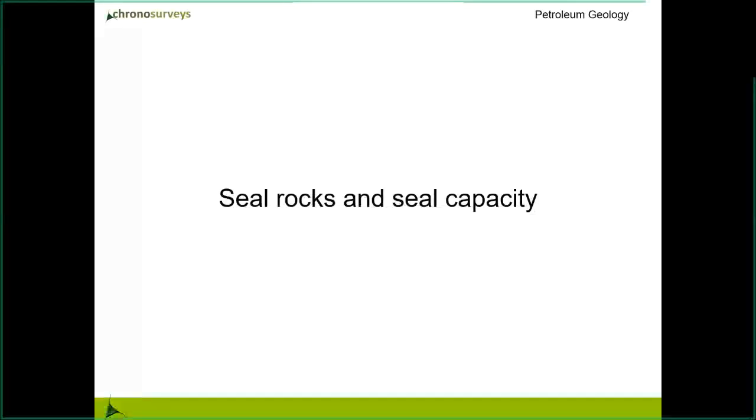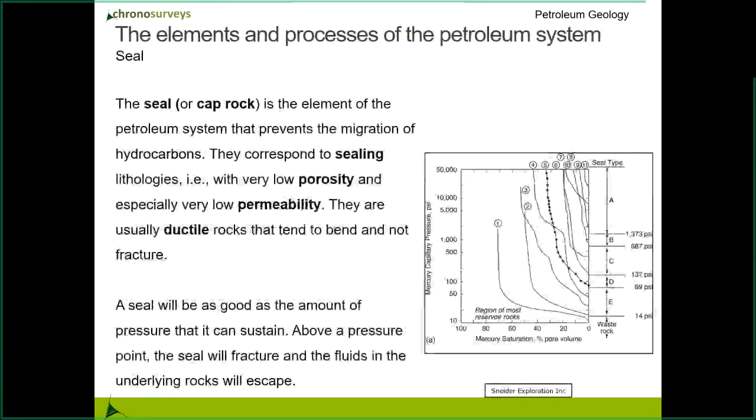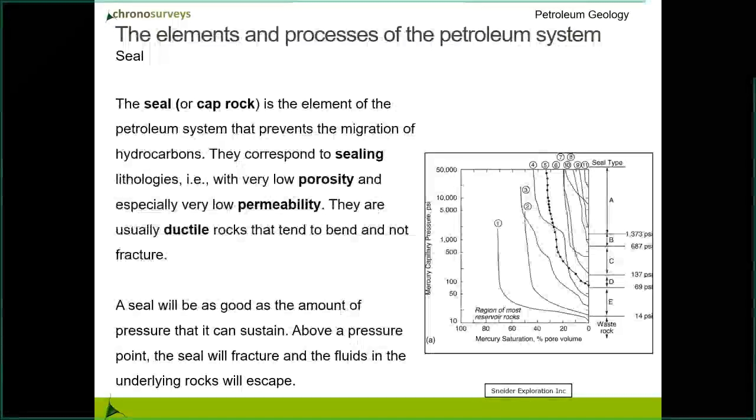Seal rocks and seal capacity. So seal, and sometimes also called cap rock, is the element of the petroleum system that prevents the migration of hydrocarbons. So they are impermeable rocks, so they will have very low permeability. They usually correspond to ductile rocks, so they will tend to bend, to fold with tectonic pressure or events, rather than to fracture.